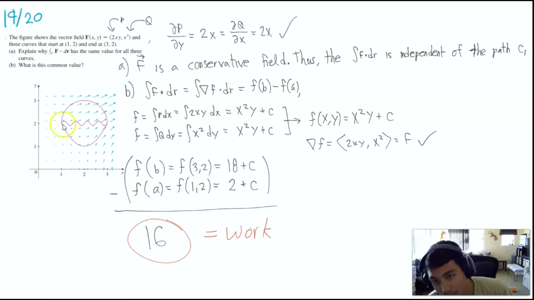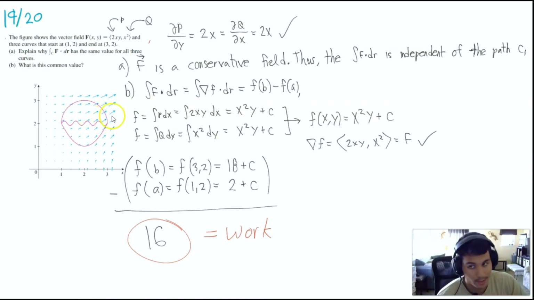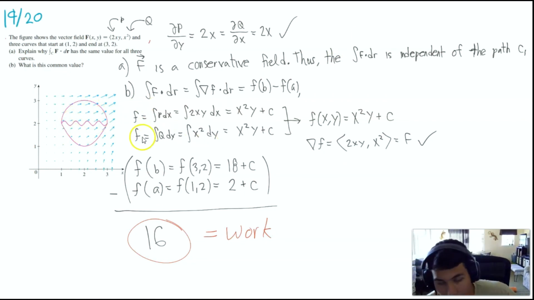And that would be the work for any and all paths, like I said, as long as they all start at the same point and end at the same point. And why? It's because our field is conservative, and F dot dr is independent of the path Ci.